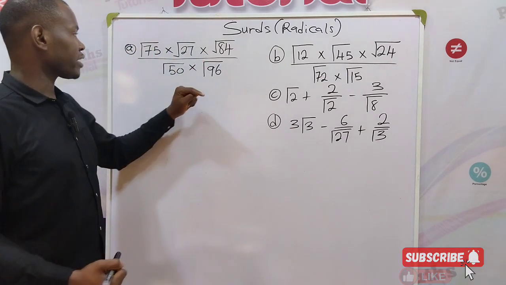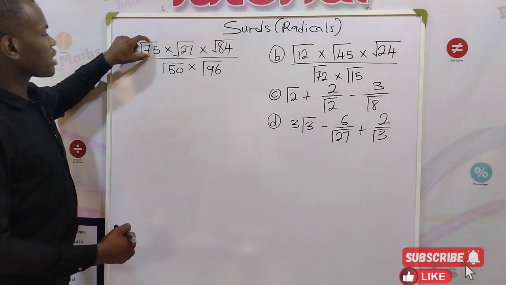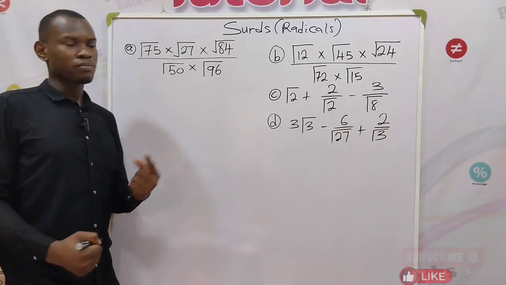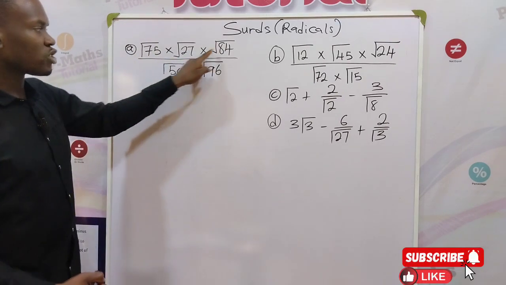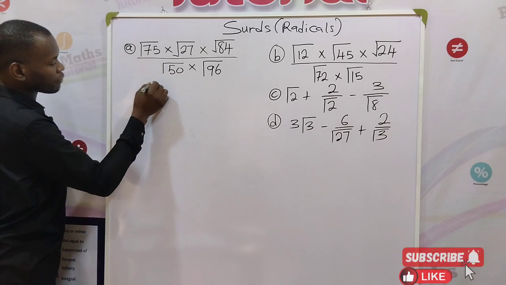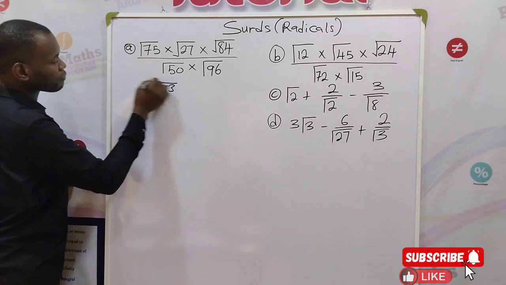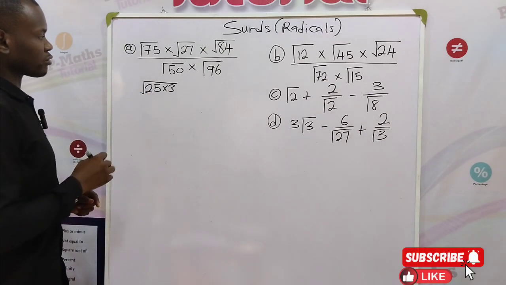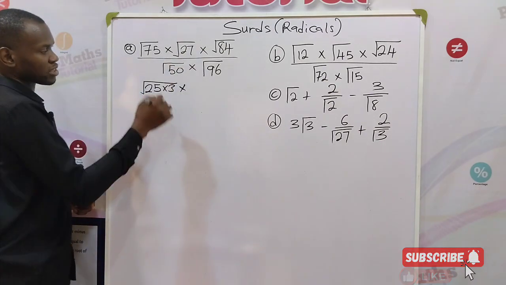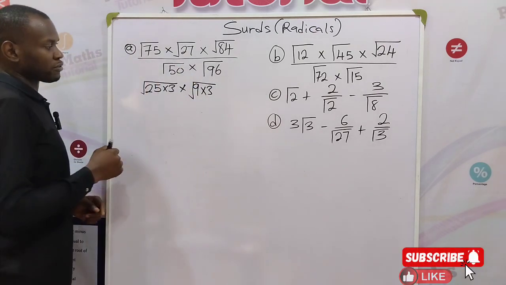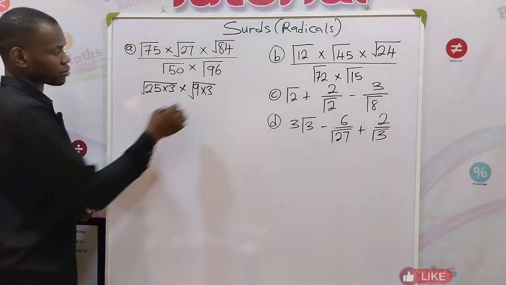And how do I simplify it? Look out for two numbers that can multiply themselves, one of them being a perfect square. Then split the number into those two numbers. For 75, 25 times 3 will give me 75, and 25 has a square root. Then for 27, 9 times 3 will give me 27. 9 has a square root.